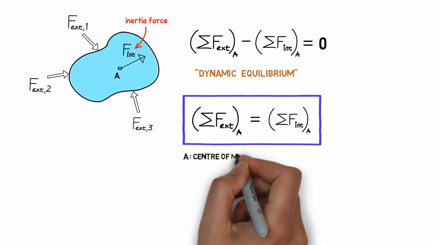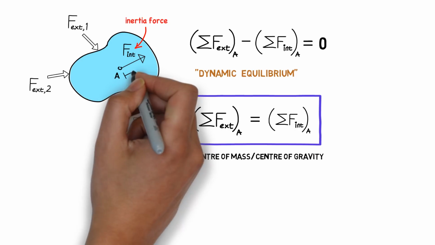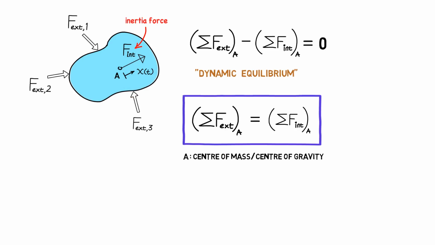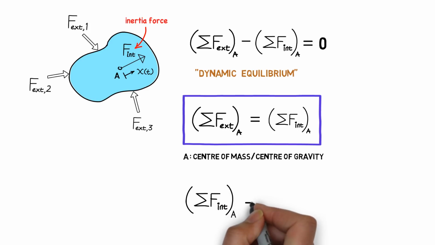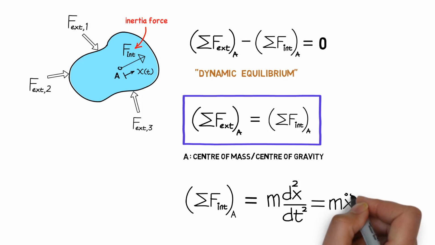Note that point A is the center of mass or the center of gravity. So if the center of mass is moving with translational displacement x as a function of time, therefore the inertia force is the mass of the body multiplied by d²x over dt², or mass multiplied by its acceleration.